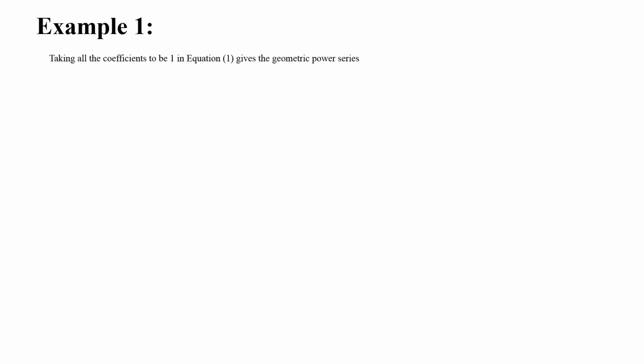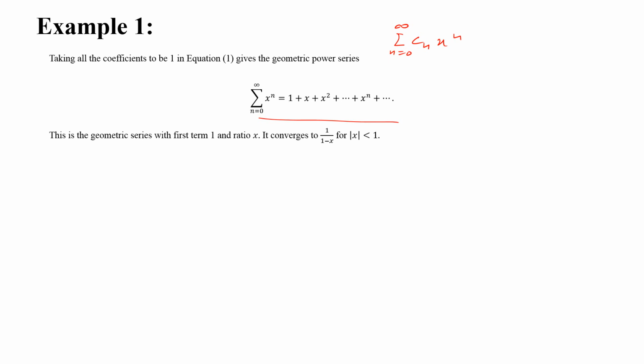So first example, let's have a series sigma n equal to 0 to infinity x to the power n. So what was the general form of the series? Sigma c_n x^n with center x equal to 0. So this is the special case of this series with c_n equal to 1 for all n. So if c_n is equal to 1 for all n, then this series becomes 1 plus x plus x squared and so on. If you see the structure, you can easily say that this is a geometric series. And a geometric series converges if its common ratio, that is r, has absolute value less than 1.